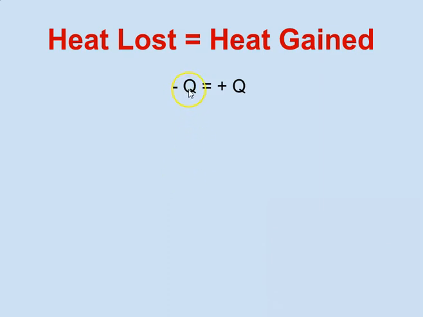Now, let's say that the metal gave off a little bit of heat. So the metal lost a little bit of heat, and the water gained a little bit of heat. We would say that the metal's Q is equal to the water's Q. The heat lost is equal to the heat gained. Now, we know from the last couple of days that Q is equal to mcΔT. So since we can't really measure Q directly, we have to measure temperature changes.